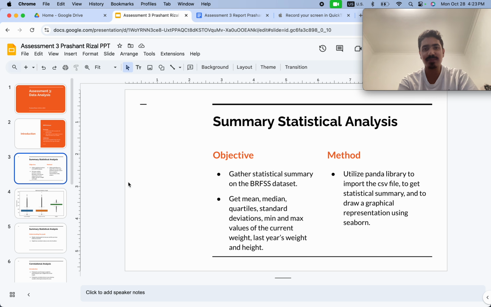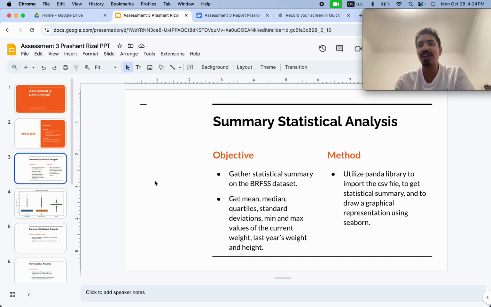The first thing we did was summary statistical analysis, where we had to gather a statistical summary of the BRFSS data set. The summary variables we had to gather were the mean, median, quartiles, standard deviation, min and max values of the current weight, last year's weight, and height. Those three variables were the most important for us to find statistics on.